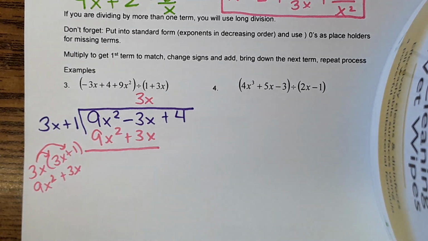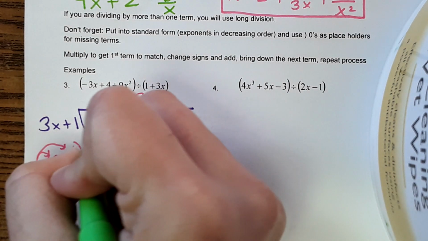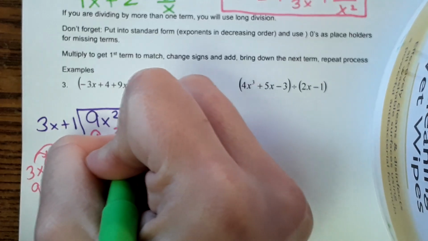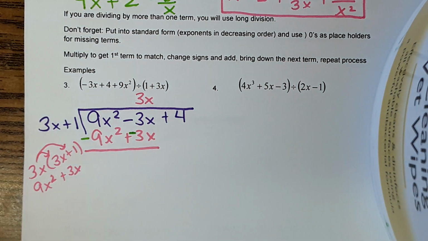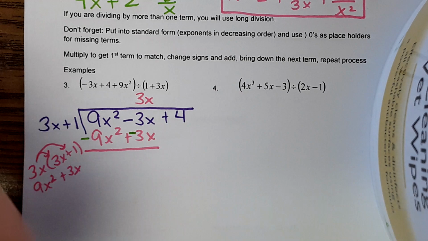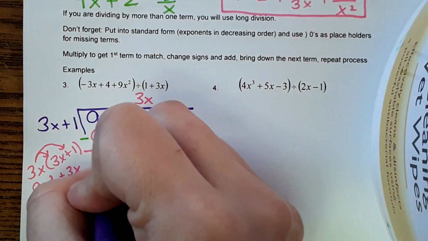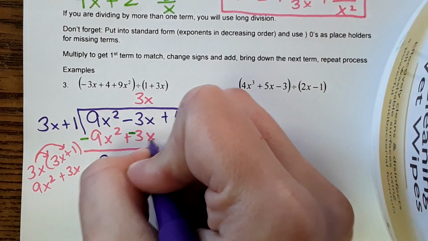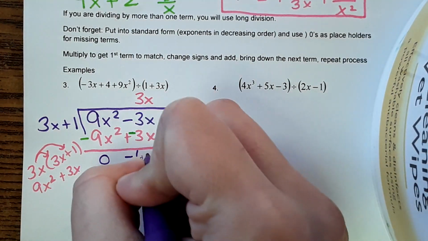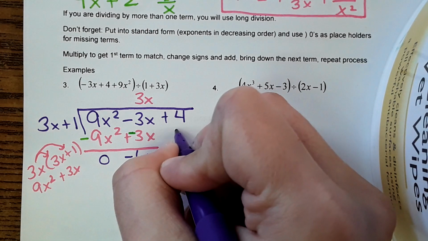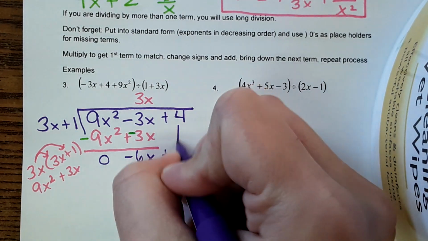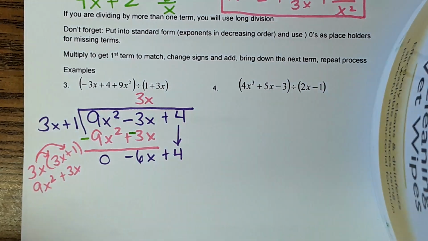Then, just like in long division, you subtract this. So we're going to subtract and subtract. I'm just attaching negative symbols there. And then I would get 9x squared minus 9x squared is just going to be 0. And then negative 3x plus negative 3x is going to be negative 6x. And then just like in long division, you bring down that last term.